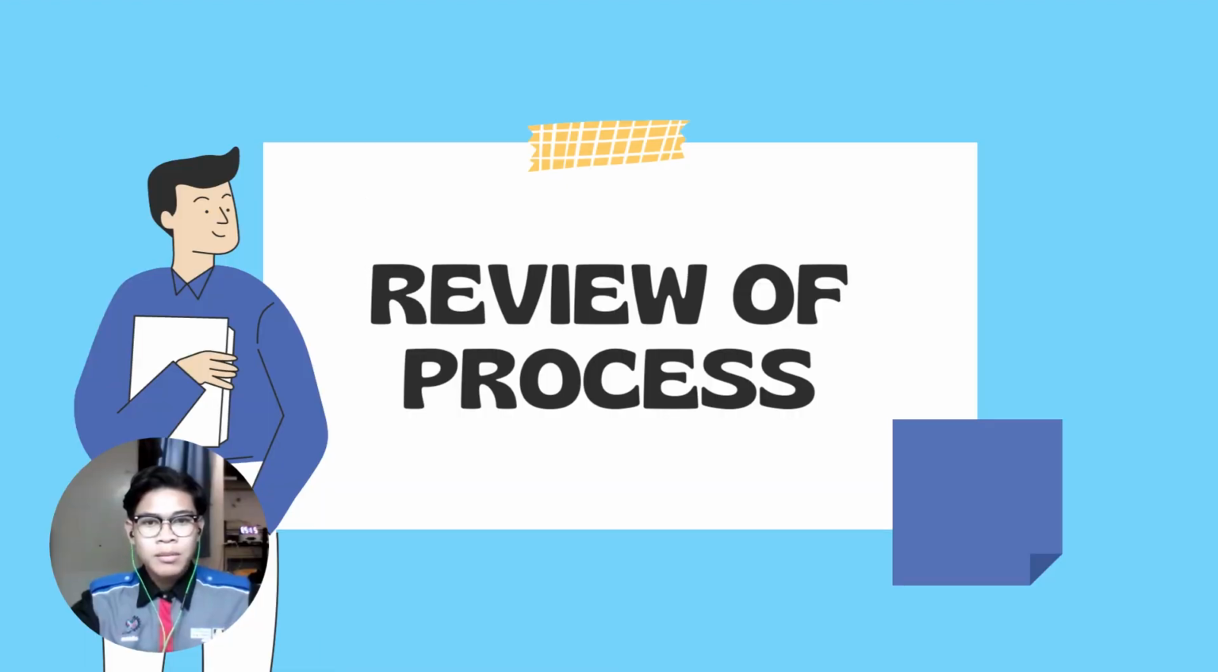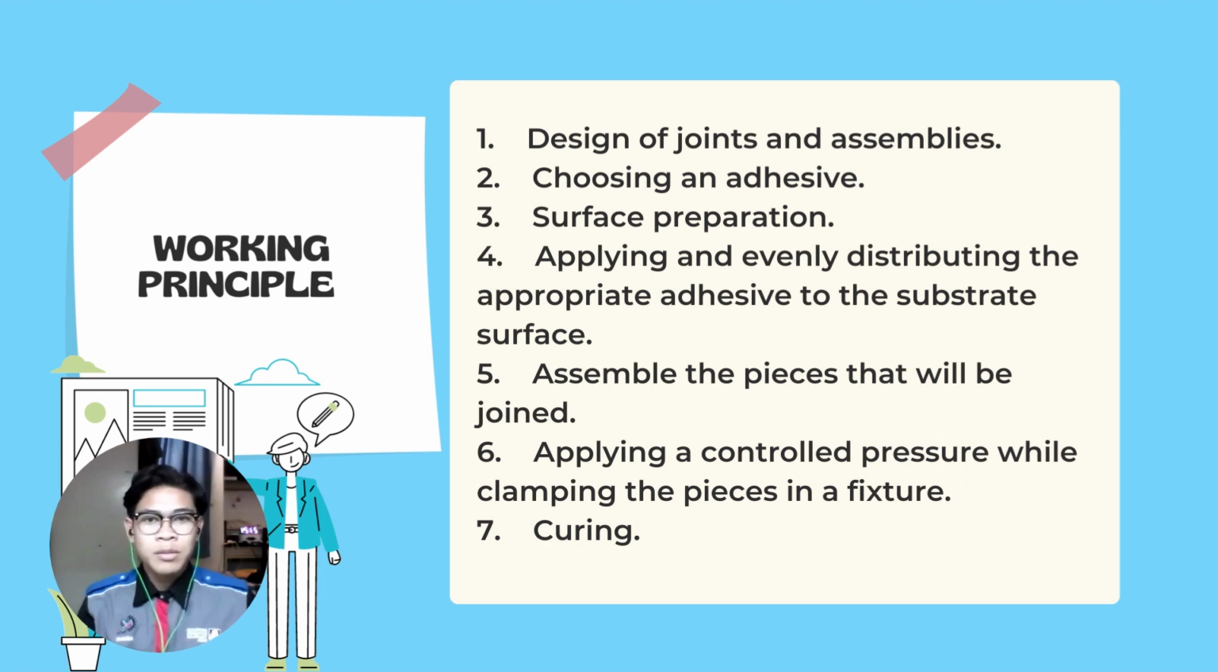Okay, this slide is about a review of the process. Okay, the working principle for adhesive bonding stages. First, design of joint and assemblies. Suitable design can minimize peel and cleavage pressure. There might be an increase in tension, compression, and shear stresses. Second, choosing an adhesive. The substrate material, surface temperature, and environment requirement for the bonding strength, flexibility, and durability can play a role in selecting the appropriate adhesive.